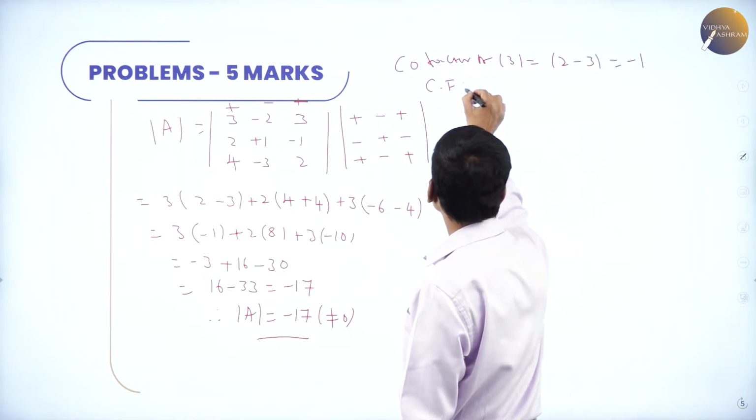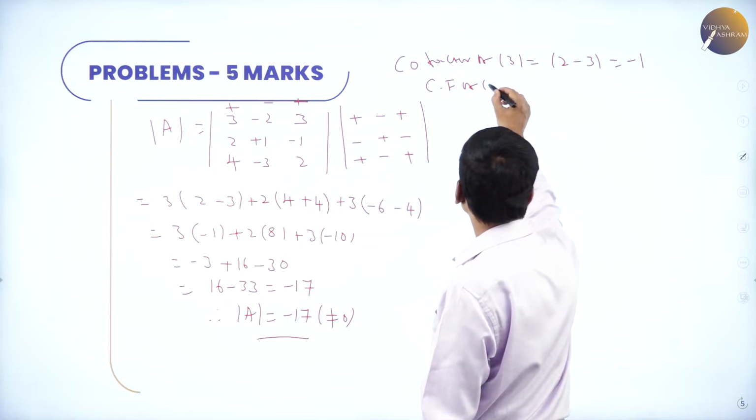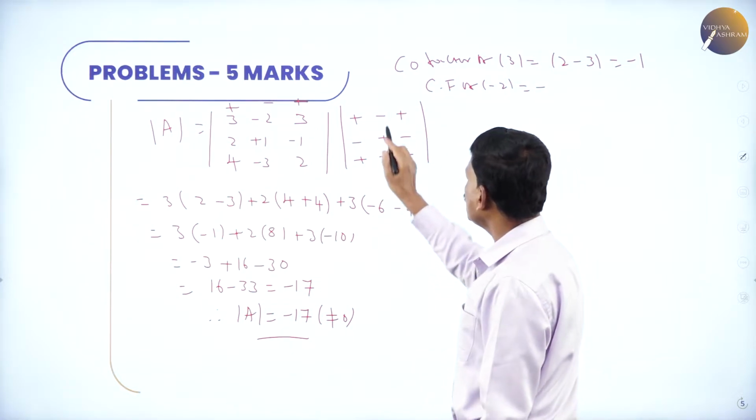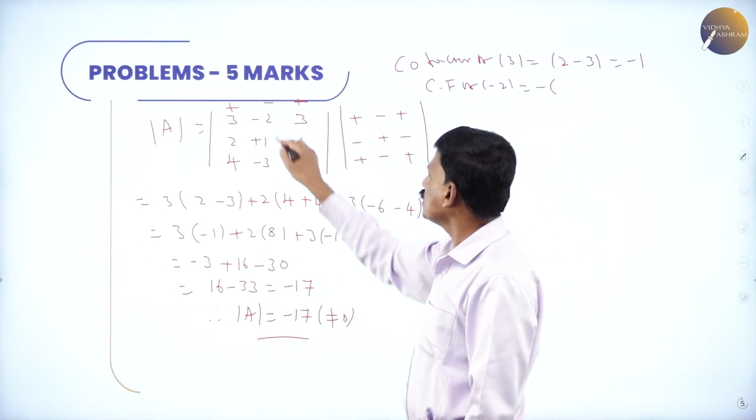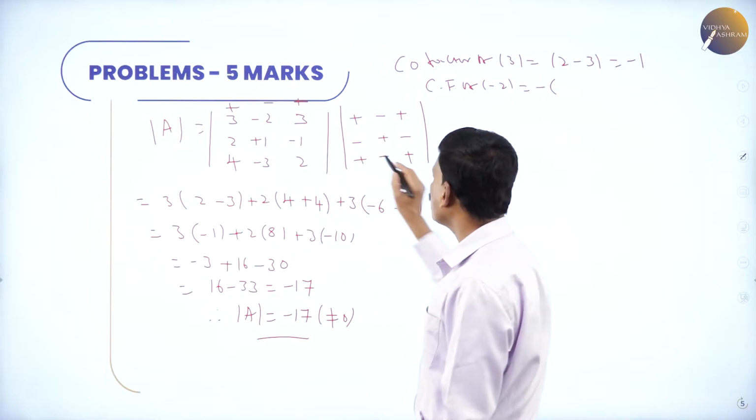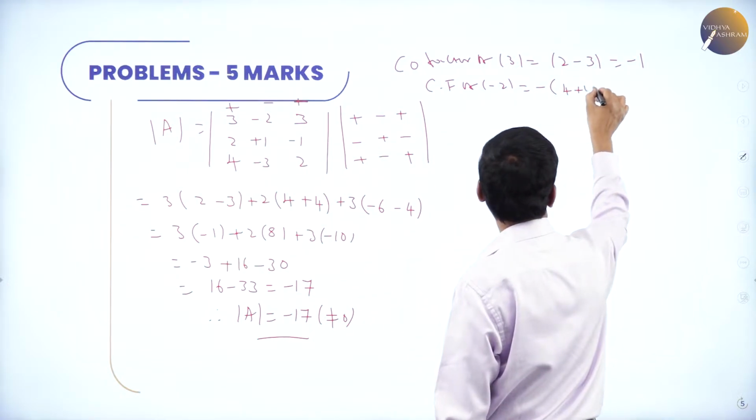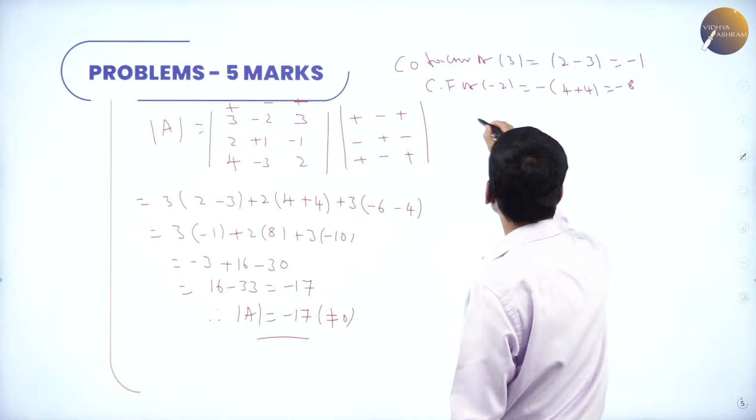Similarly, cofactor of the second element minus 2, the sign is negative. Just this row and column is deleted. 2 2s are 4 plus 4. This is equal to minus 8.